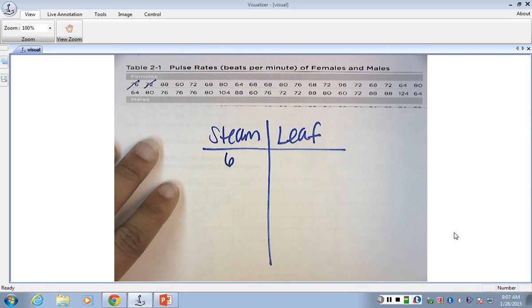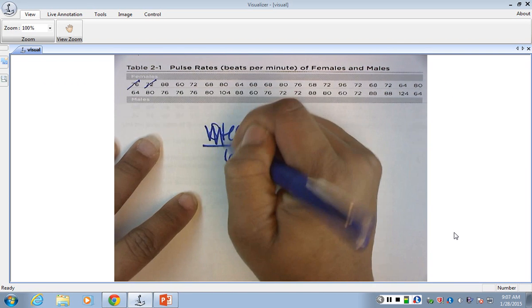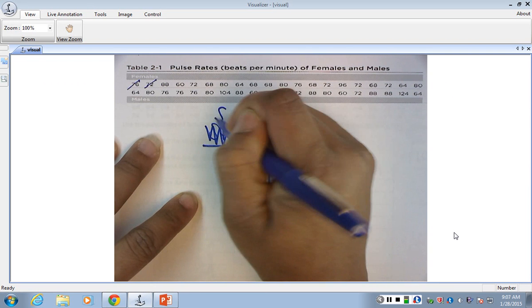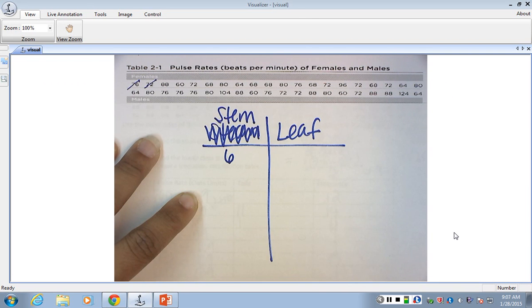Steam. Cool, we knew what you meant. I was like, that doesn't look right. It's not. Stem and leaf is the title. Okay. So we start at 6.